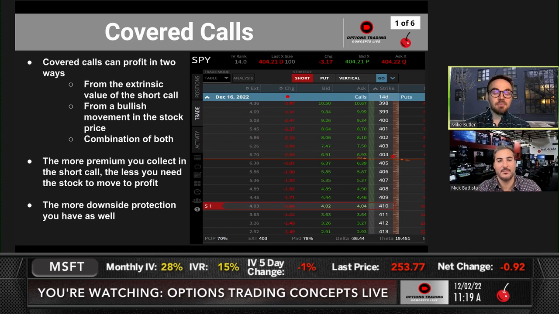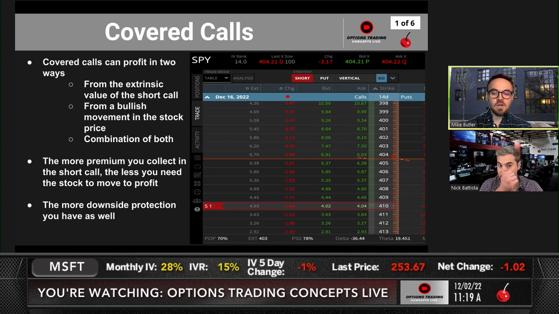All right. So covered calls. Covered calls can profit in two ways, really, or a combination of two ways. One is from the extrinsic value decay of the short call, and that could be from the passage of time decaying that option. It could be from implied volatility contracting, which brings that extrinsic value down.